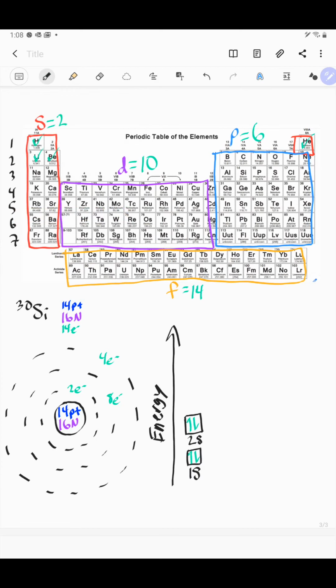Next, we keep moving left to right, and we get to boron, and this is part of the p orbital. So the p orbital can hold up to 6. So 1, 2, 3, 4, 5, 6. And so we need to draw 3 boxes because 2 electrons can fit per box. So we need 3 boxes so that it has all 6.